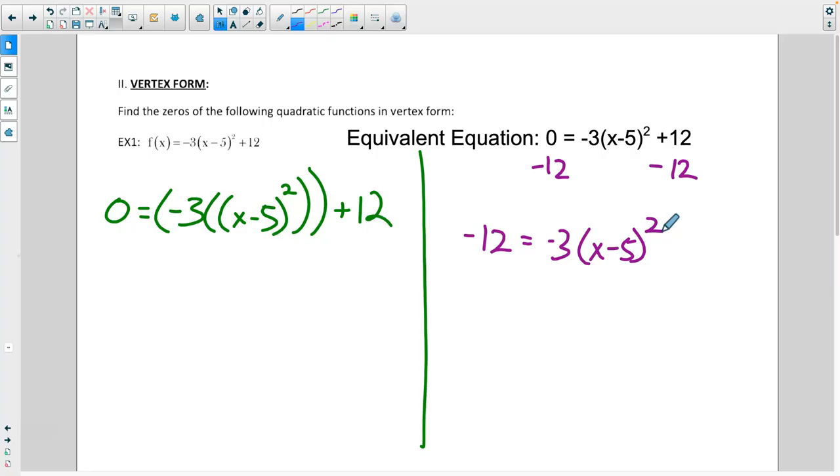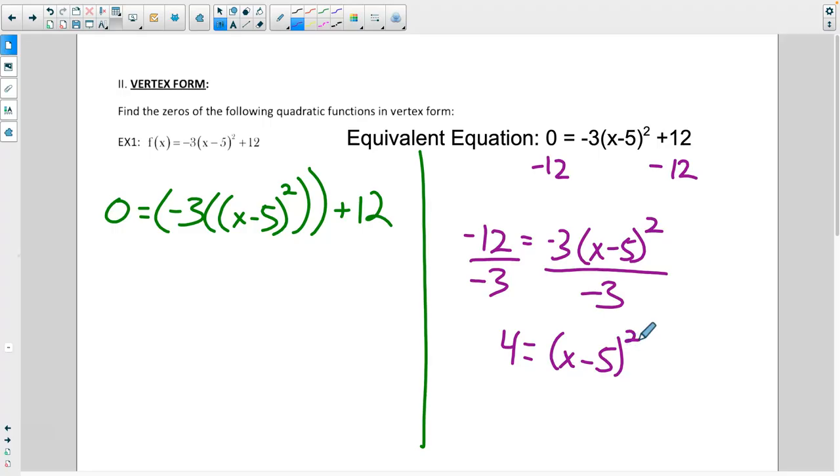Can't square it yet. What's there yet? Hold up. We're actually not going to distribute. We want to get rid of it. How do I get rid of the negative 3? Divide. So I'm going to divide. And I get 4 is equal to x minus 5 squared.